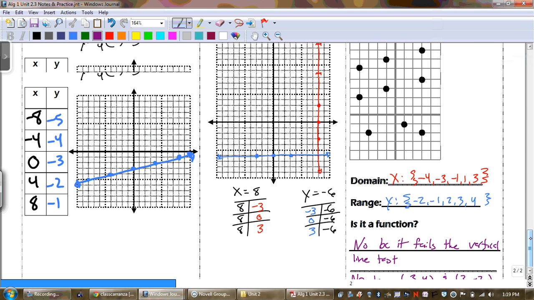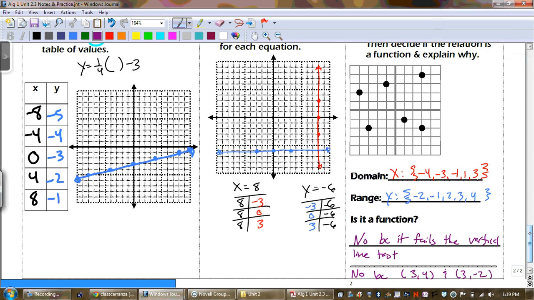Okay, so there are your answers for domain and range. And it's not a function because, look, if you were to draw a line, it fails right there because it touches twice, or just because those points are right above each other. And we know if that happens, we don't have a function.